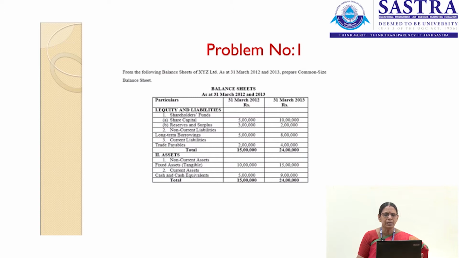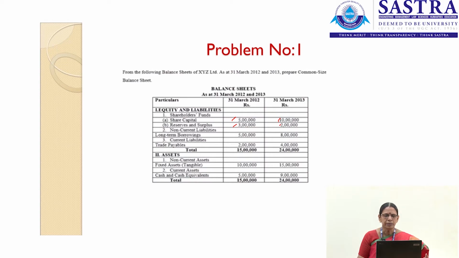See, following is a balance sheet of XYZ Limited as of 31st March 2012 and 2013. Prepare common size balance sheet. Equity and liabilities. We have shareholders' funds, namely the share capital and the reserves and surplus. As we already said, reserve is an appropriation of profit, surplus is the profit remaining in the current financial year. We have share capital of 5 lakhs in 2012 and 3 lakhs of reserves and surplus. In 2013, it is 10 lakhs and 2 lakhs respectively.